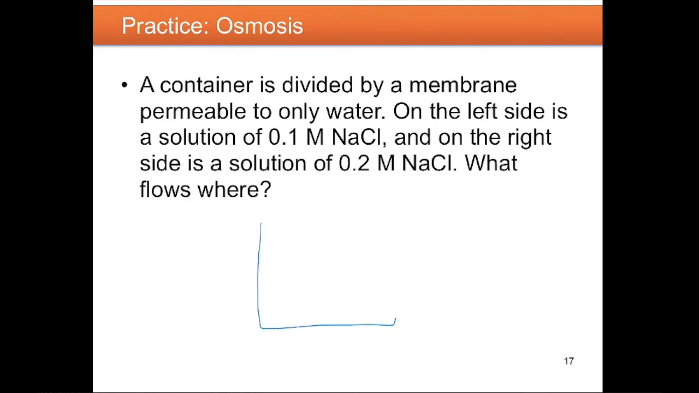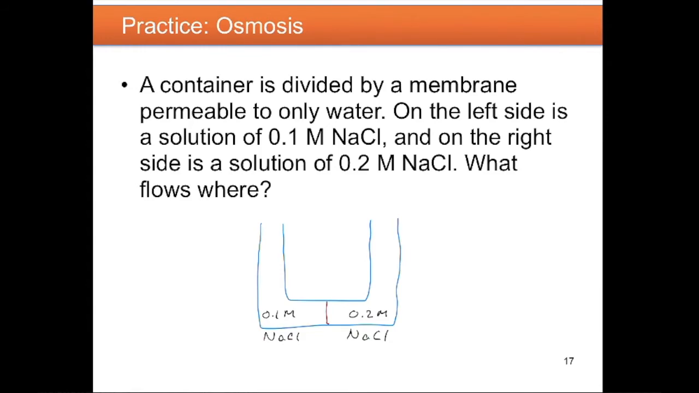So if we were to draw a container just like we had in the previous slides with a semi-permeable membrane in the middle, what we have on the left side is 0.1 molar NaCl, and then 0.2 molar NaCl on the other side. The question is what flows where?